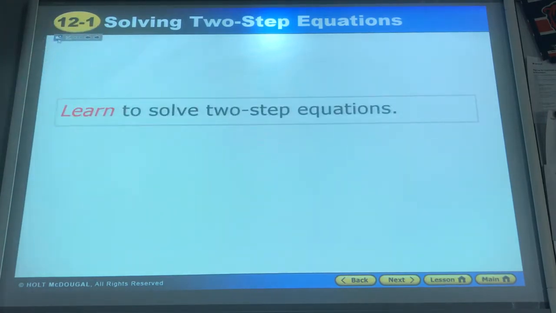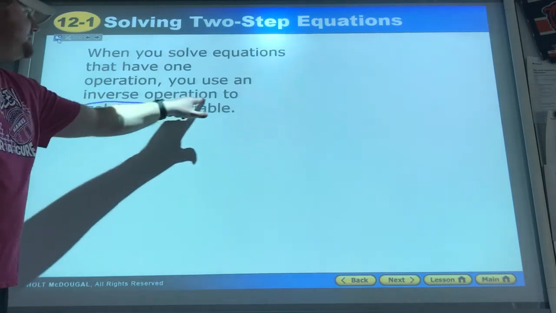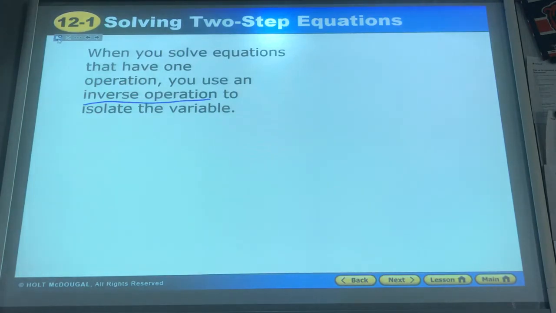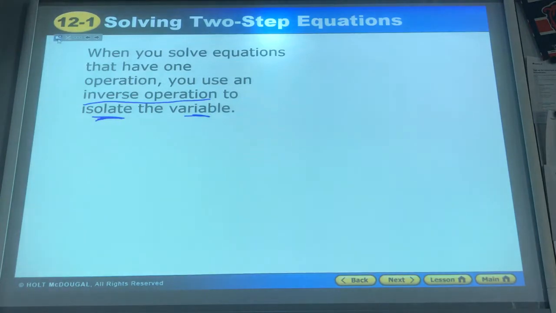We're going to learn to solve two-step equations. That means we have to do two sets of things before you get the answer. So don't stop after one. When you solve equations that have one operation, you use the inverse operation, just like we did on all the practice. We want to isolate the variable. Get it all by itself. That's the goal, that's the charge.